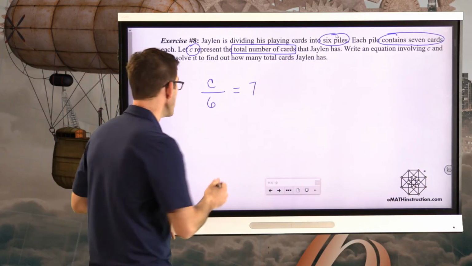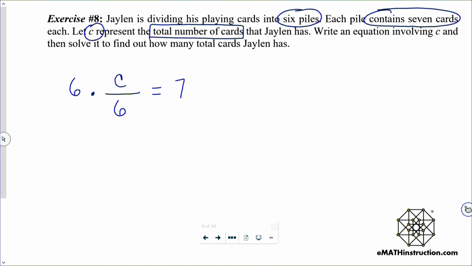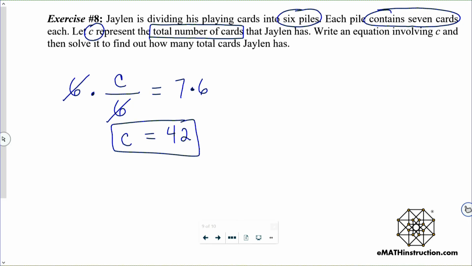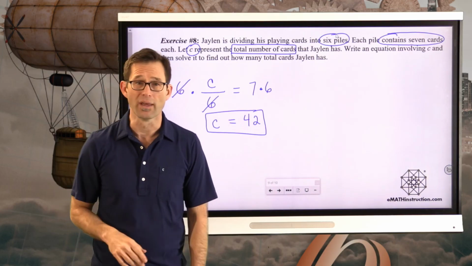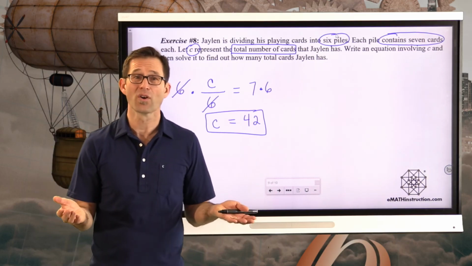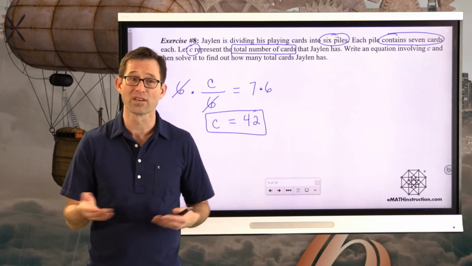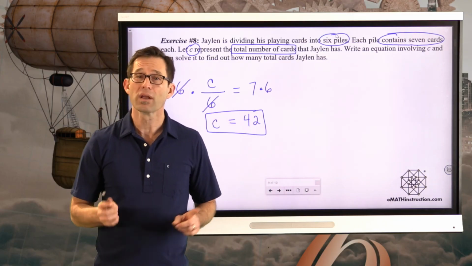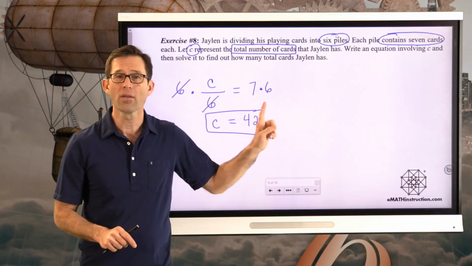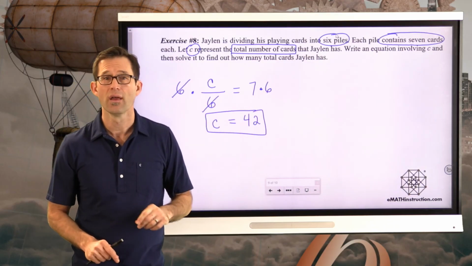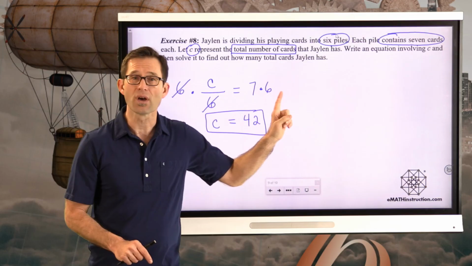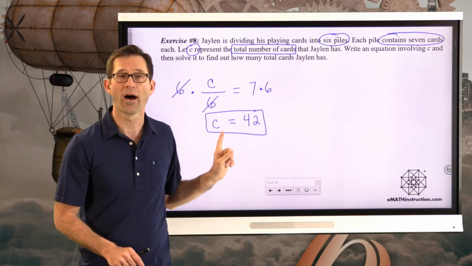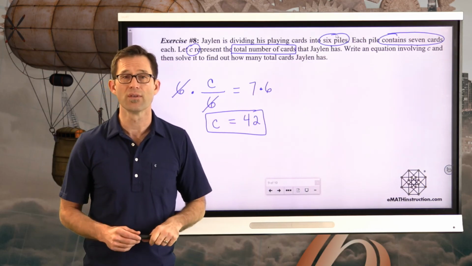In order to solve this equation, I can now multiply both sides by 6. That division and multiplication by 6 cancel, and 7 times 6 is 42. And again, if you're thinking to yourself, boy, I really don't need algebra to do that, absolutely. If I've got 6 piles and there are 7 cards in each pile and I want to know how many cards there are, I'm going to do 6 times 7 and get 42. But what we're looking at here is how to model this scenario using an algebraic equation and then how to use those opposite or inverse operations to isolate the variable and get the solution to the equation.